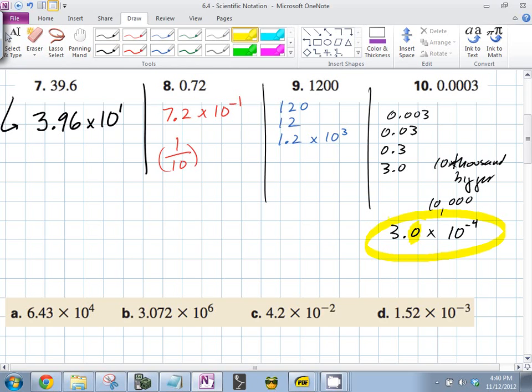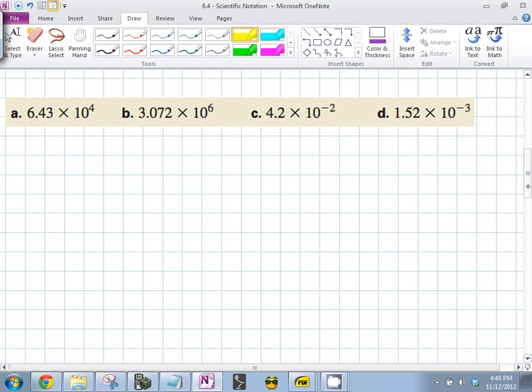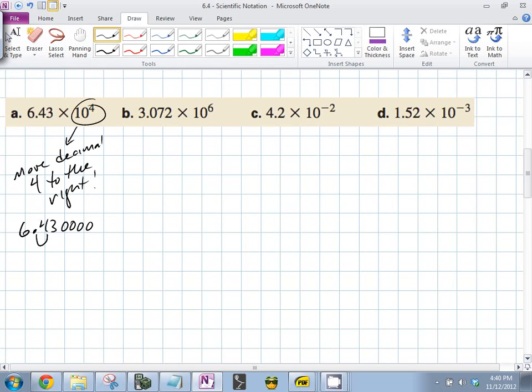So we just went from numbers that were in decimal notation to scientific notation. Now let's go from scientific notation to decimal notation. 10 to the 4th simply means move the decimal 4 to the right. And you can make that easier for yourself by adding some zeros onto the end as placeholders. So move it 4 times. 1, 2, 3, 4. We have 643,000. So you end up with 64,300.